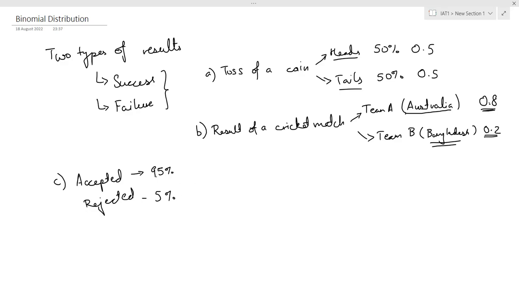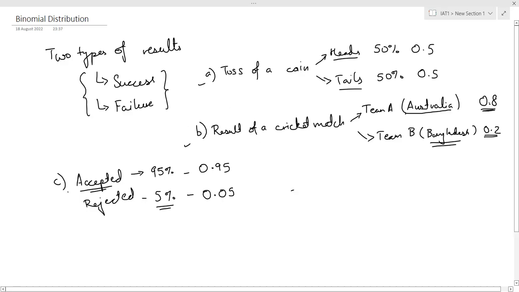So in this case, what is going to be our success? It is possible that accepted might be our success. So this will be 0.95. And the probability of rejection will be 0.05. Right? 5% means 5 divided by 100, so 0.05. So any distribution in which there are only 2 results can be thought of as a binomial distribution, right? So these were some examples of binomial distribution.